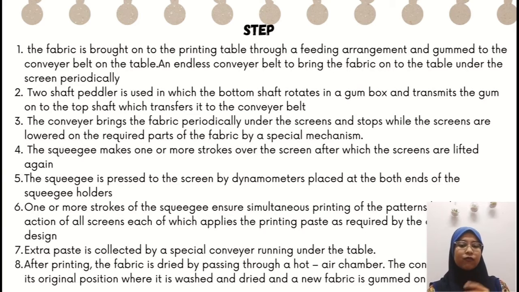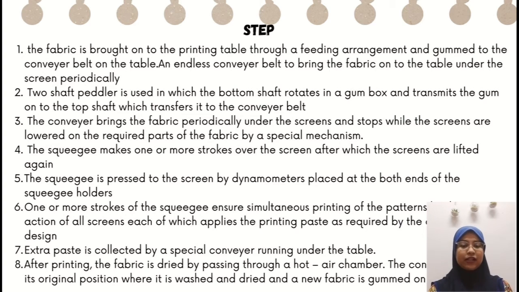So the first step for flatbed printing is that the fabric is brought to the printing table through the feeding arrangement and gummed to the conveyor belt on the table. An endless conveyor belt brings the fabric on the table under the screen periodically. The second step is that two shaft pedal is used in which the bottom shaft rotates in a gum box and transmits the gum onto the top shaft, which transfers it to the conveyor belt.